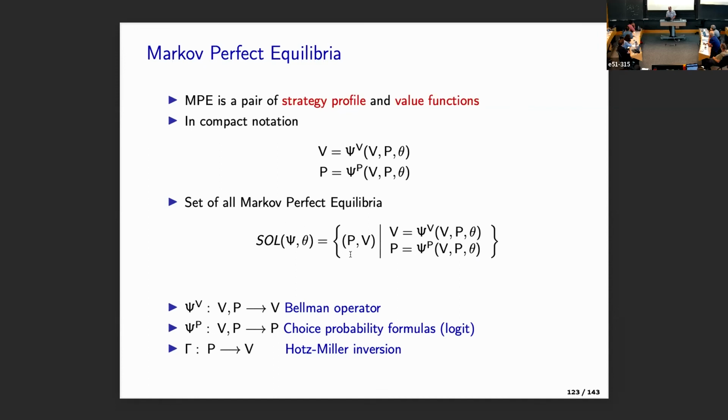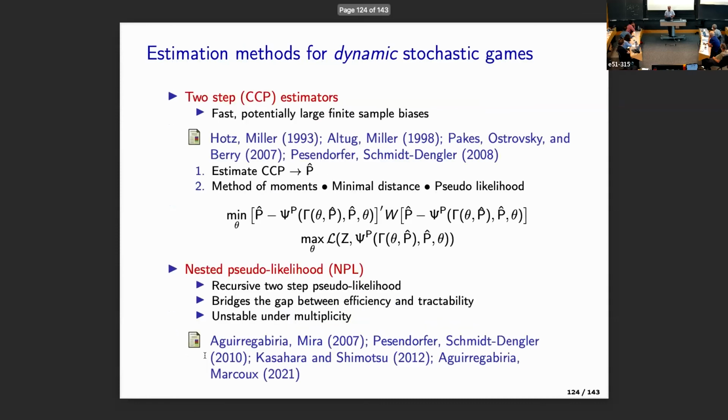This set is basically a collection of choice probabilities and value functions that satisfy, you can think of psi v as the set of Bellman equations, a really large collection of Bellman equations, and the choice probability formulas here, the best responses. And let me also introduce the gamma, the Hotz-Miller version. And then, coming back maybe to the same thing that Bertel has already said, we can have different approaches based on CCP, including the minimum distance and pseudo likelihood.